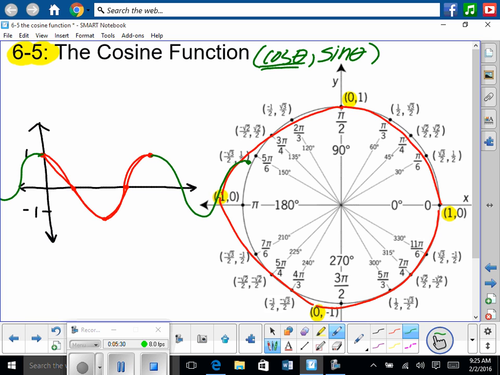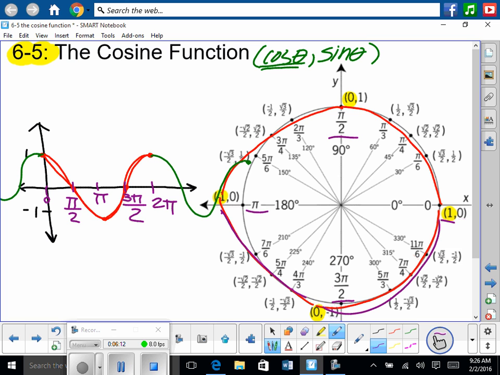So now let's fill in our x line here. So right here was 0, right? And then right here's 0, and we were at 1. And then we went down to 0 at pi halves. So right here we were at pi halves, right? Everybody? And then we went down to -1, and that was at pi. And then we went back up to 0, and that was at 3 pi halves. And then we went from 0 to 1, and that was at 2 pi.